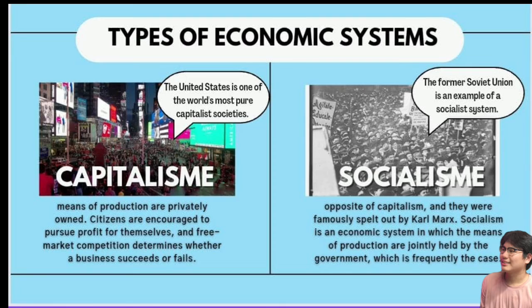On the other hand, socialism is the opposite of capitalism, and they were famously spelled out by Karl Marx. Socialism is an economic system in which the means of production are jointly held by the government. The former Soviet Union, USSR, is an example of a socialist system. They transitioned from a capitalist to a socialist government until 1991.